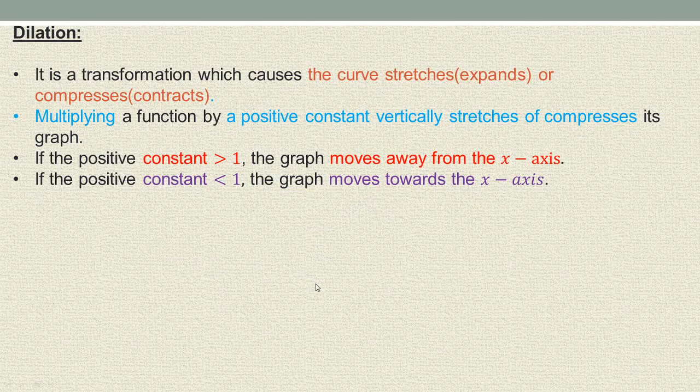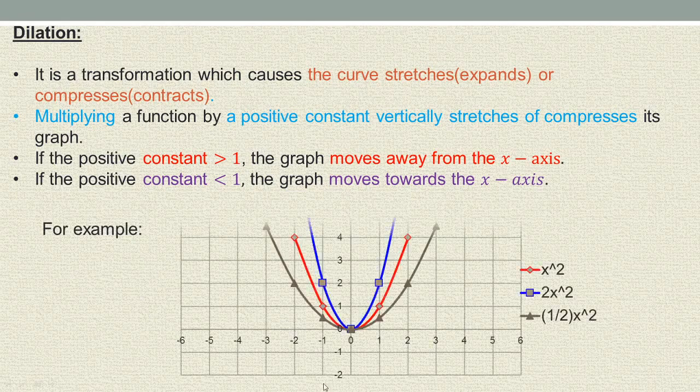I'll just give you one example for dilation. Here, the red color is always the basic function, that is x square. In the blue line you are multiplying 2 with this x square, so 2 into x square. 2 is greater than 1. When the positive constant is greater than 1, it moves away from the x-axis. So this blue line will move away from this x-axis.